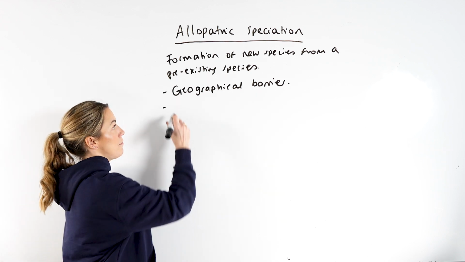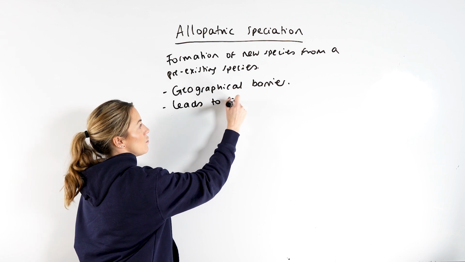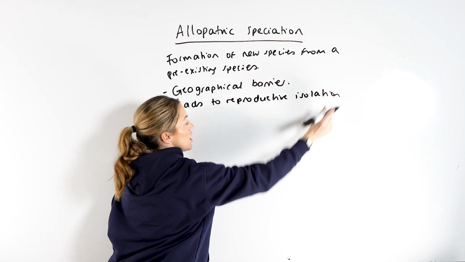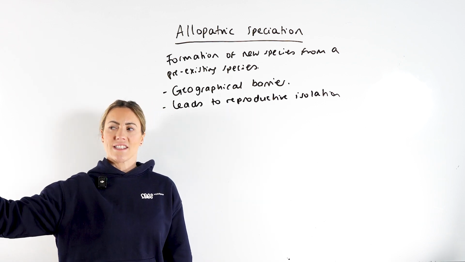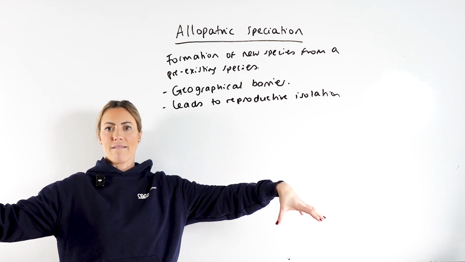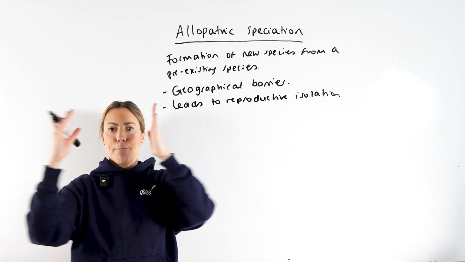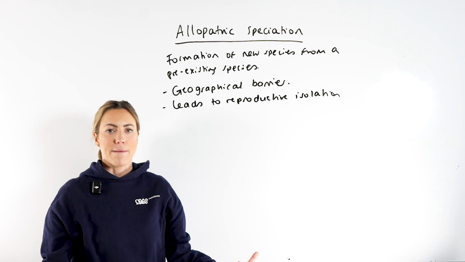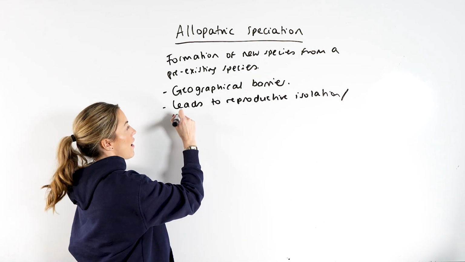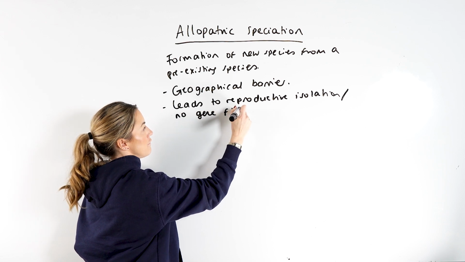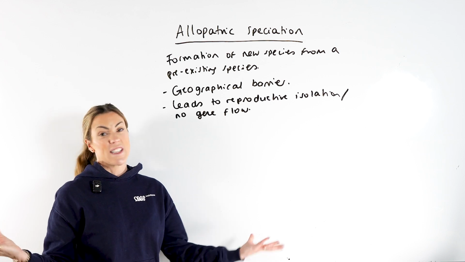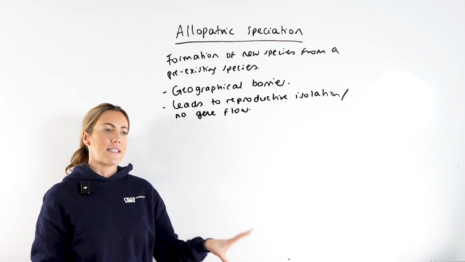Because of that geographical barrier, it leads to what we call reproductive isolation. So we're basically saying the ones on this side of the barrier are no longer able to reproduce with the ones on that side of the barrier because they are physically isolated by that geographical barrier, whatever it may be. So it leads to reproductive isolation, or in an exam, you could describe that as no gene flow. There's no transfer of genes anymore between those two groups because they're not reproducing, because they are physically isolated by that barrier.